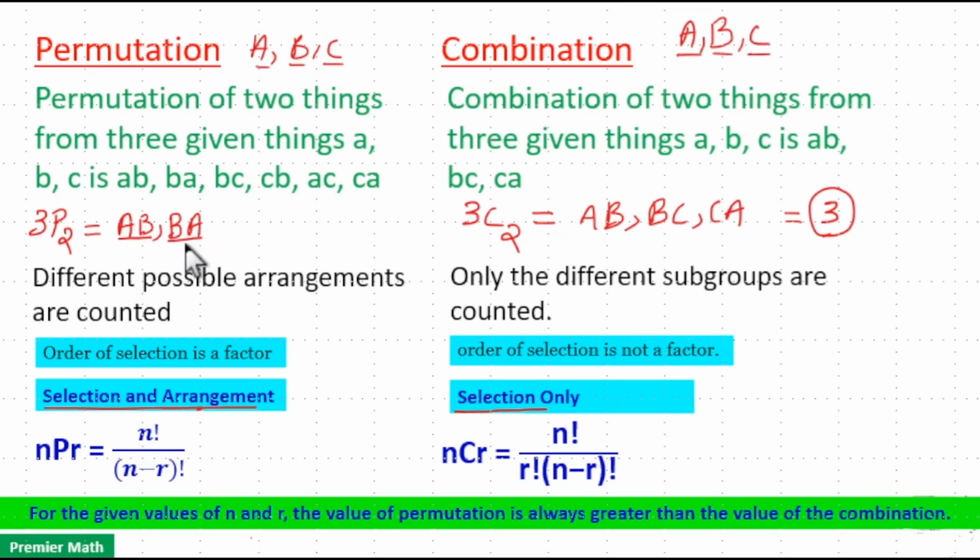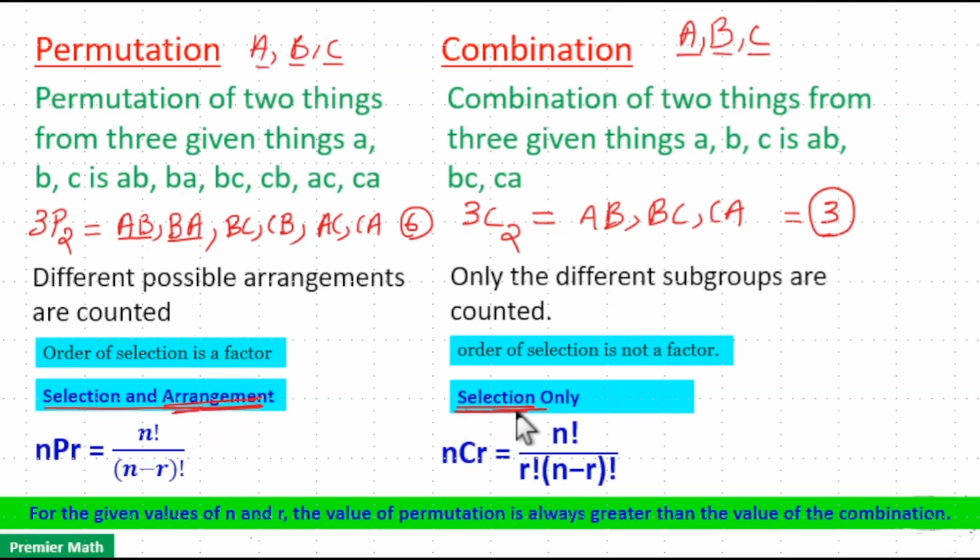So, order matters. Now, next is BC. You can arrange it as CB as well. Same way, next is AC. You can arrange it as CA as well. So, here permutation is equal to 6. That is, you are choosing 3 and you can arrange it as 6. So, arrangement is here important.